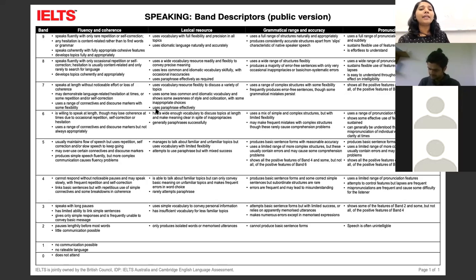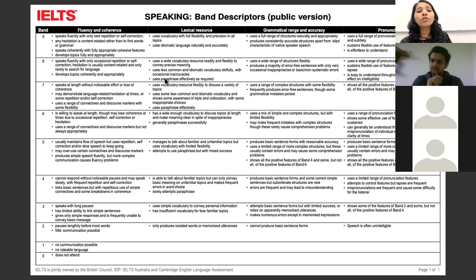The second criteria is your lexical resource, which I think many students think is a big thing. You know, vocabulary. Oh my God, my vocabulary is so bad. I can't even speak. My vocabulary is so bad. You know, you only need topic specific vocabulary.